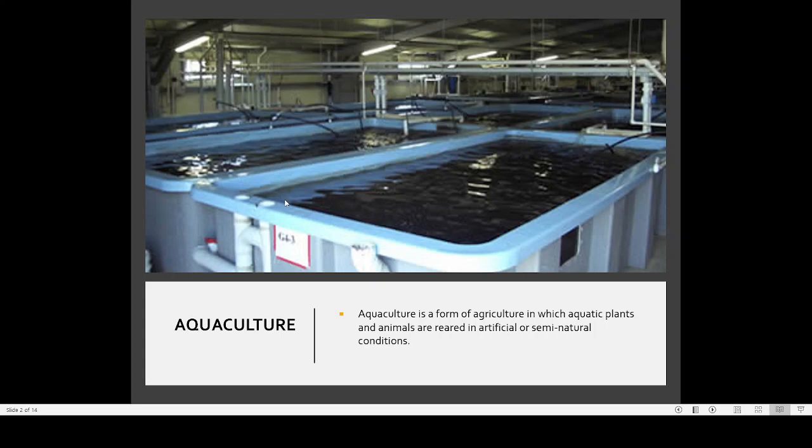So this is an artificial setup. Or you can also use a fully natural situation or a semi-natural situation. So that kind of agricultural technique, where we are producing either plants or animals in an enclosed environment, is known by the name aquaculture. So this is how aquaculture is normally conducted.